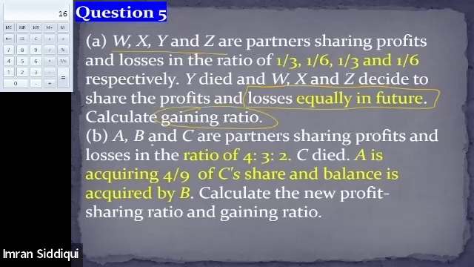And in case B, A, B, and C are partners. Their old PSR was 4:3:2, and C died. A is acquiring 4/9 of C's share and the balance is acquired by B. We need to calculate the new profit sharing ratio and the gaining ratio for the partners as well. So do you think you'll be able to solve this question, Aman? Yes, sir. Okay, solve it. Let me know the answer. I'm right here. If you have any doubt, any question, do let me know.